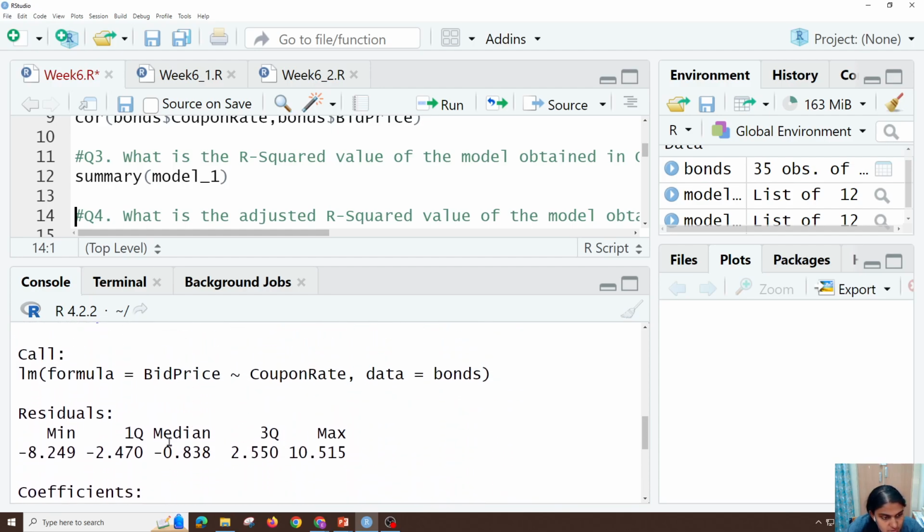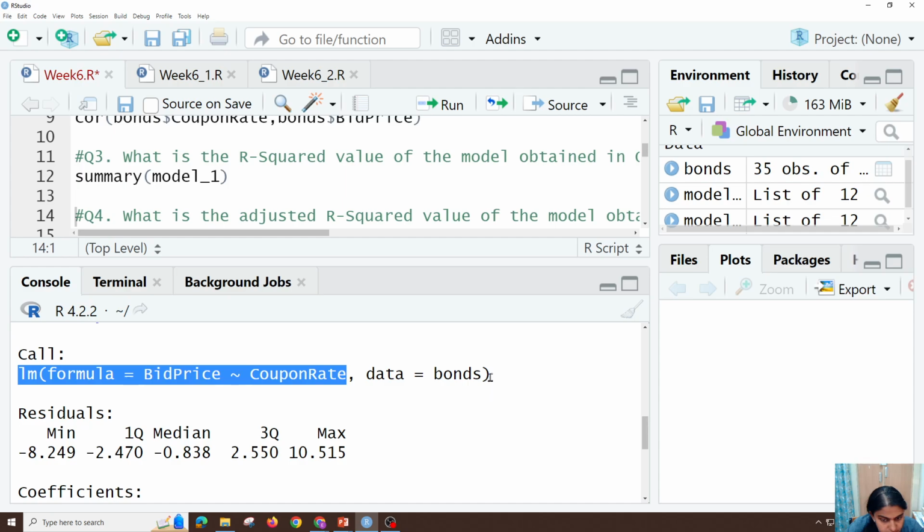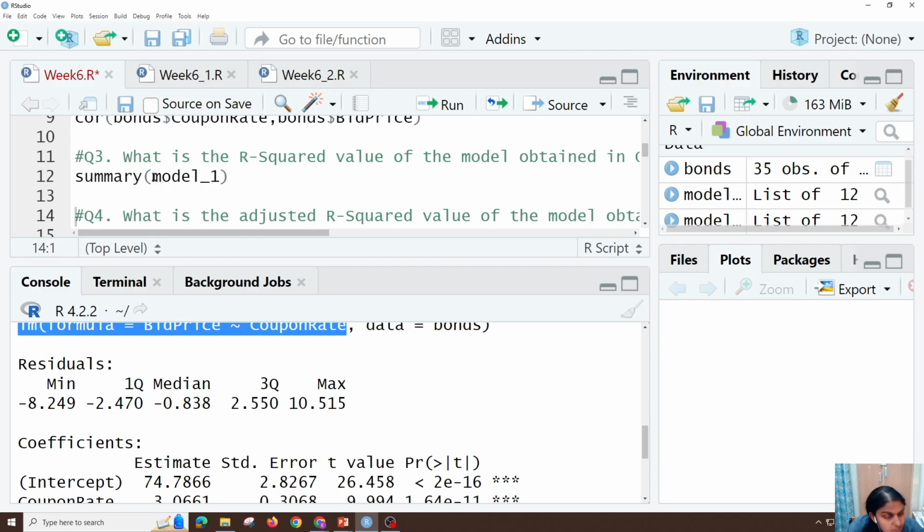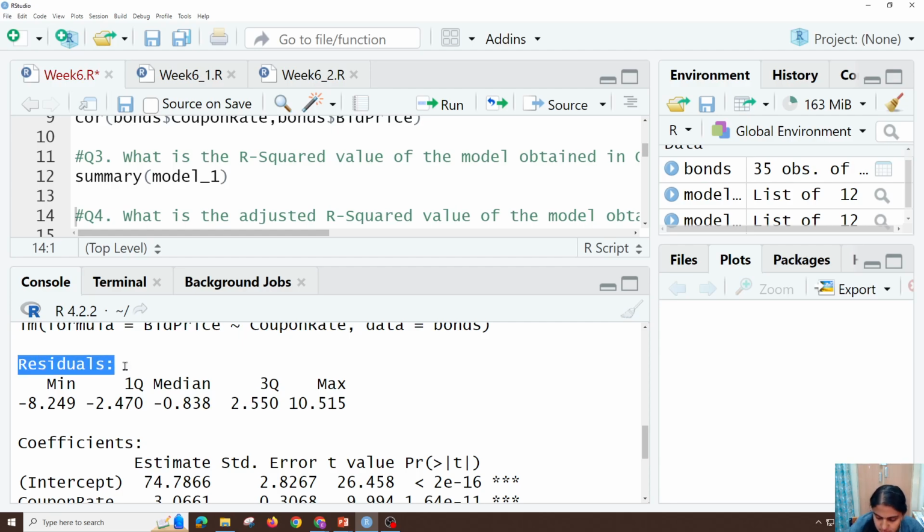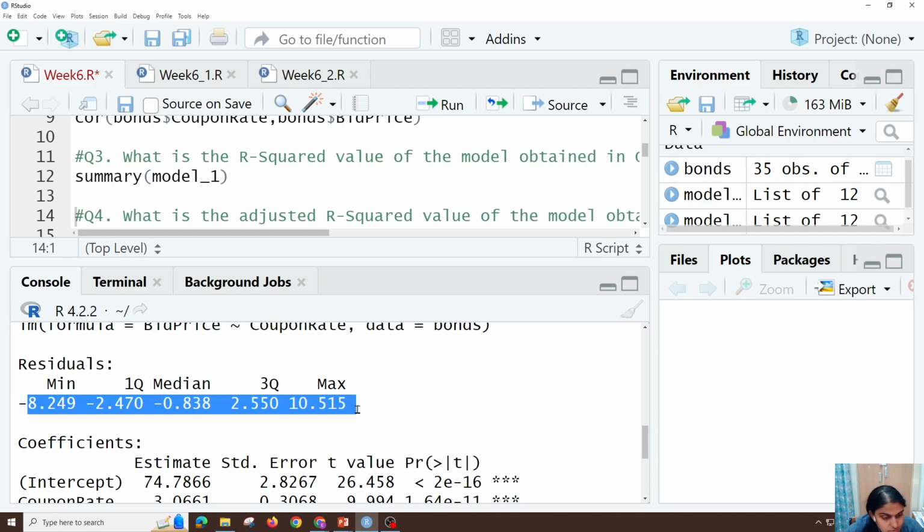So in this summary, you might have seen in the lecture videos itself, I have given this as the fitting model: bid price with coupon rate, using data taken from bonds. That was our model, because we have put the model summary of model 1. This is the residuals, which was like the prediction minus the y bar. So that much, you have got the 5-point summary for that one.